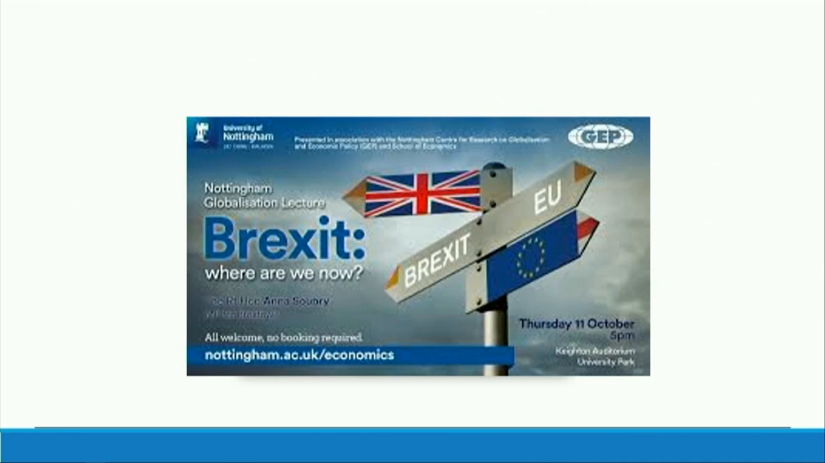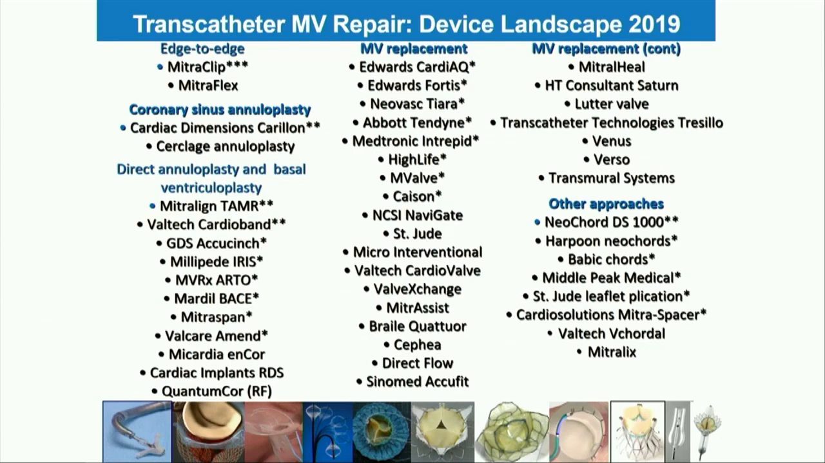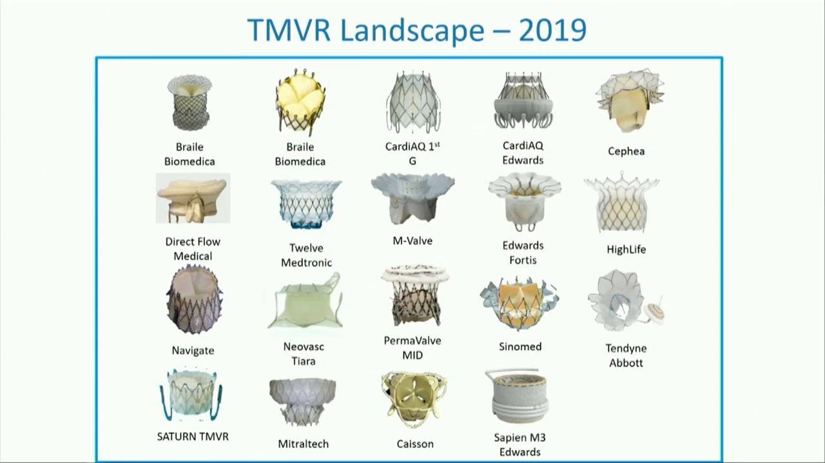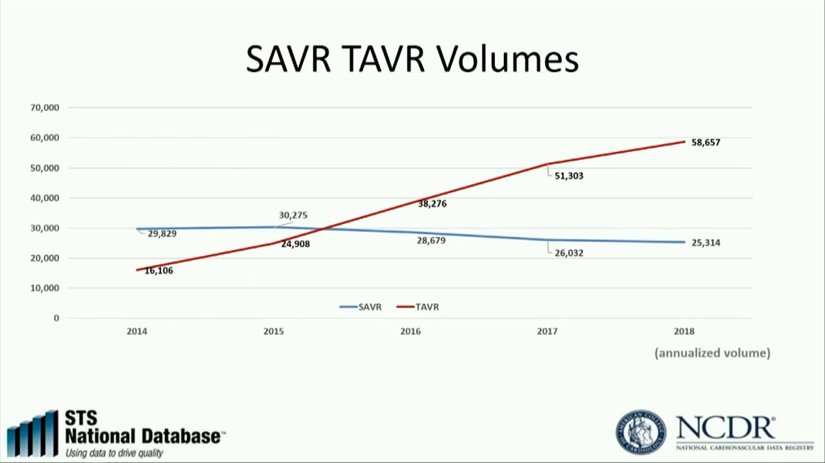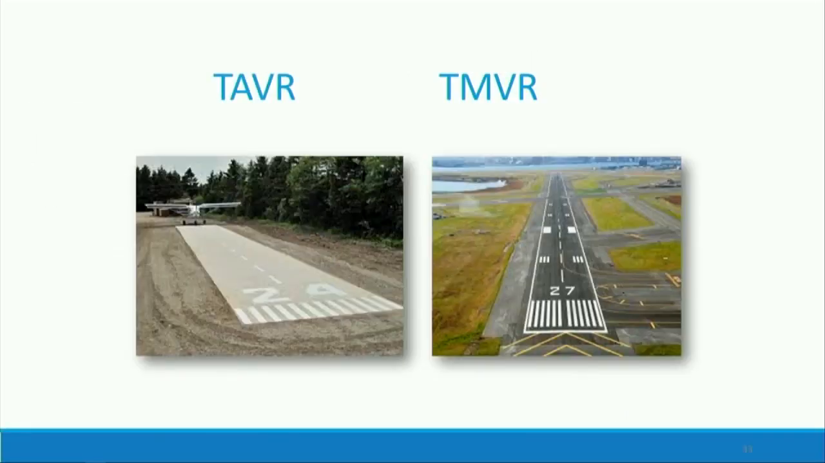So here we are with MitraClip, and where are we now, and where are we going in the future? Well, you saw Marty said there's 67 devices. This is repair devices. This is replacement devices. And I better say that all of these are not going to survive by any means. This is the volume of what's happened with TAVR versus SAVR. Transcatheter mitral valve therapy is not TAVR redux. We can't have the same expectation. The runway for TAVR is a lot shorter than it's going to be for TMVR. It's going to take a lot longer to get there.